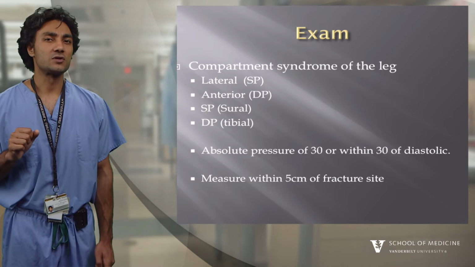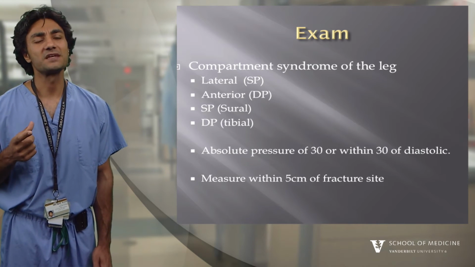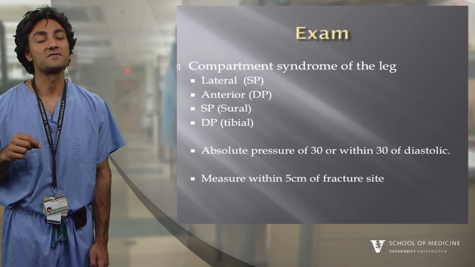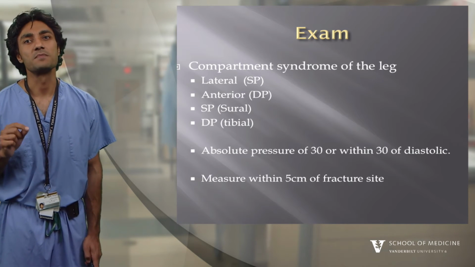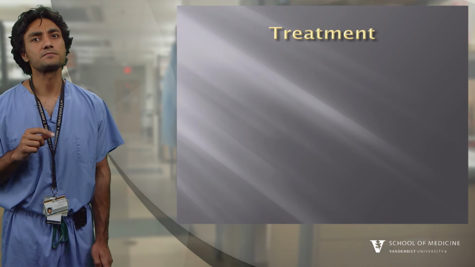And where you measure compartment pressure is also very important. A study came out and showed that if you're outside of 5 centimeters from the actual fracture site, the compartment pressure will drop off so much so that you will actually misdiagnose them with not having a compartment syndrome. The point there, measure close to the zone of injury.